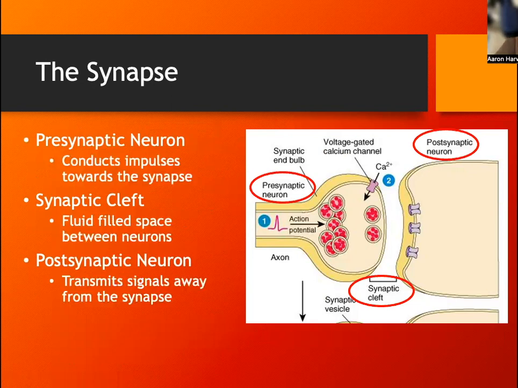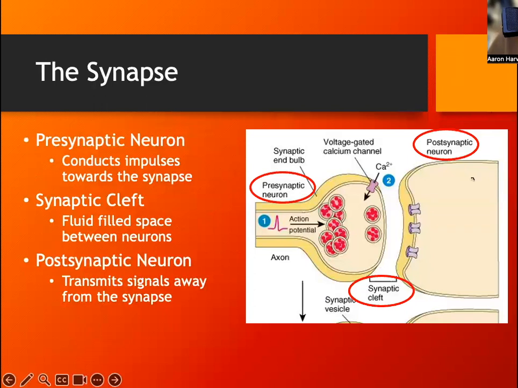So presynaptic neuron is right here. This is conducting the impulses. So it's basically receiving an impulse from out this way. It's propagating it towards the synapse. So it would end right here. So this is the presynaptic neuron. So say there's a nerve cell over here that sends a signal, travels up to this synapse. Okay. So presynaptic conducts the impulse towards the synapse.